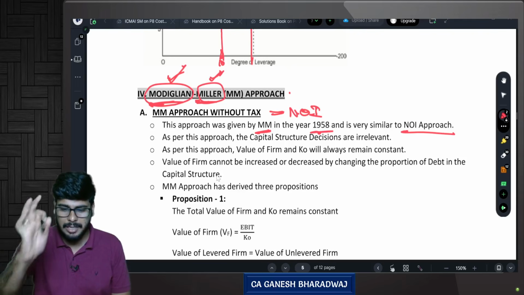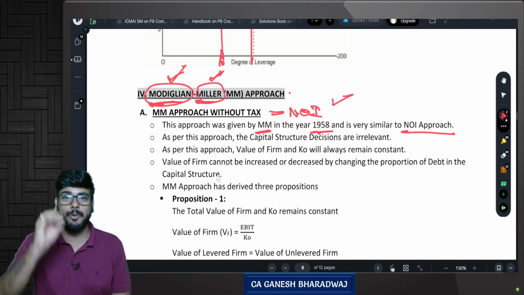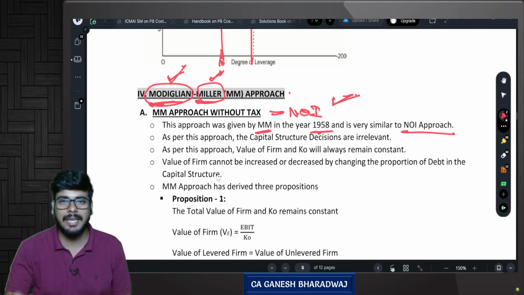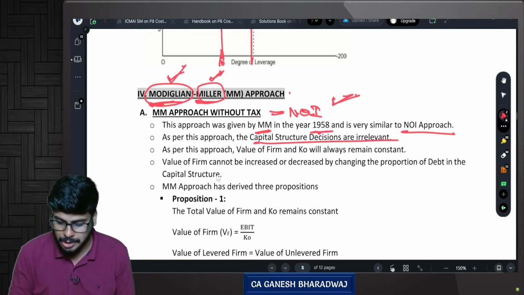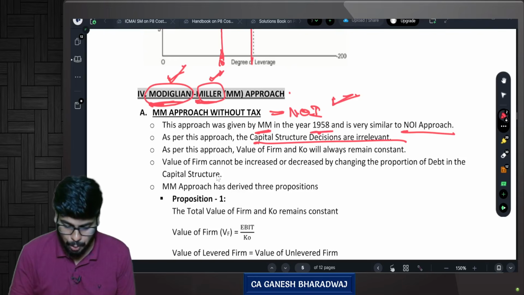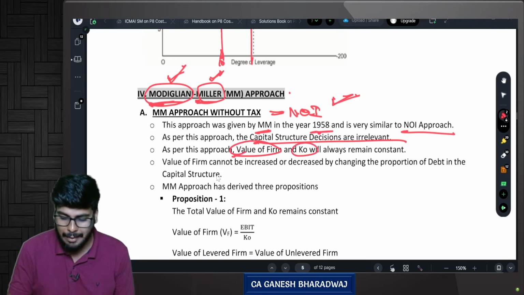No, every single thing line by line is the same. The approach without tax is the same as the net operating income approach. Are you clear with this? As per this approach, capital structure decisions are irrelevant. As per this approach, the value of the firm and KO will remain constant.